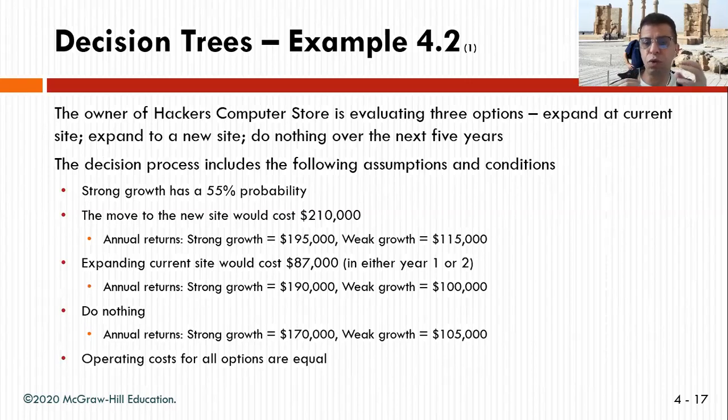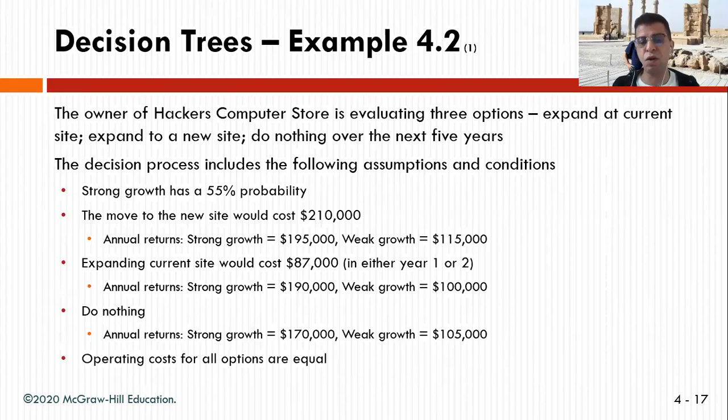The move to a new site will cost 210,000. So if they want to go to a new site, it's going to cost them 210,000. The annual return, if there is strong growth, which is 55%, is 195,000 in case they move there. If there is weak growth, the annual return is 115,000.